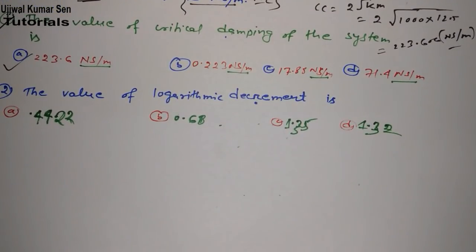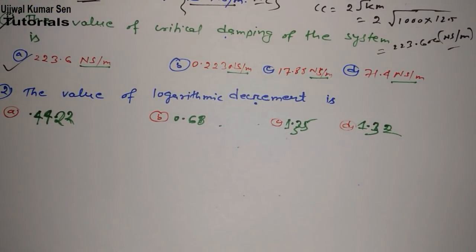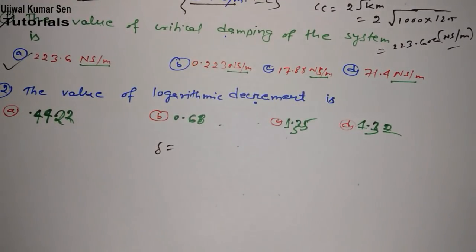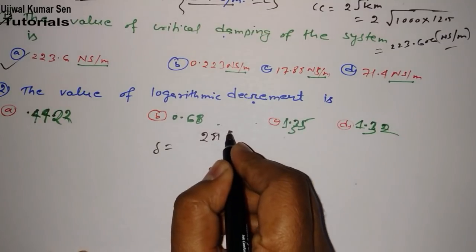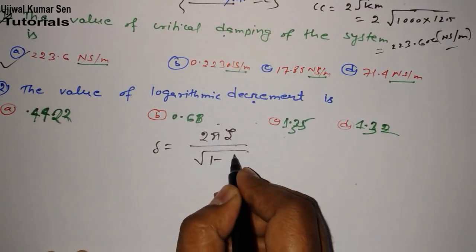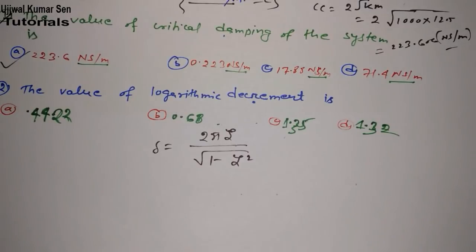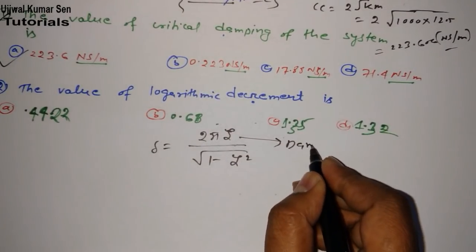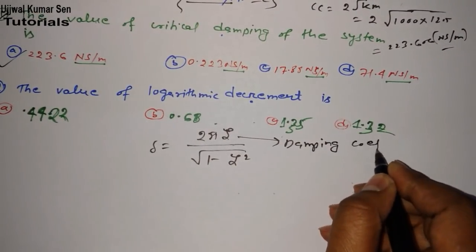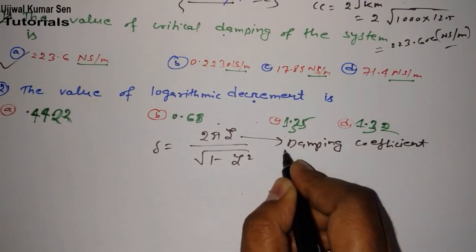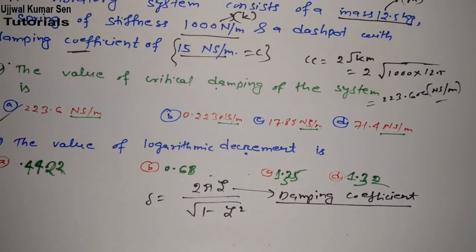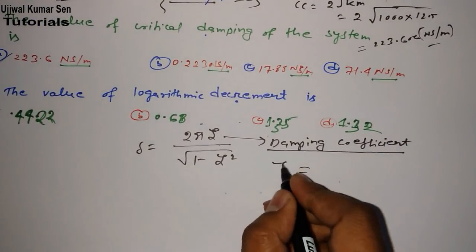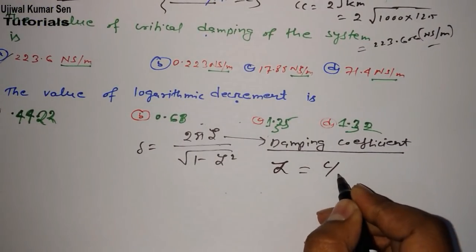Now let's move to the next question. In this question they have asked two straightforward questions, right? Don't need to think too much, you can just find the answer. So they told us to find delta, that is the logarithmic decrement. We know delta is 2 pi zeta divided by root of 1 minus zeta square, we know this. But what is zeta? The damping coefficient. But we don't know the value of zeta, it is not given in this question, but we do know zeta is equal to c by cc.